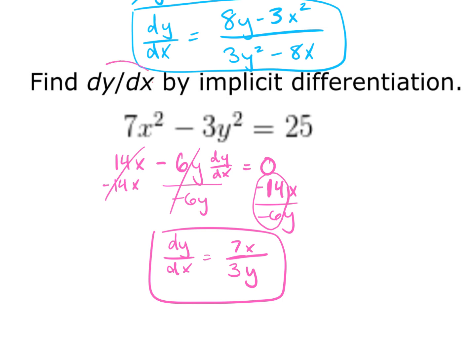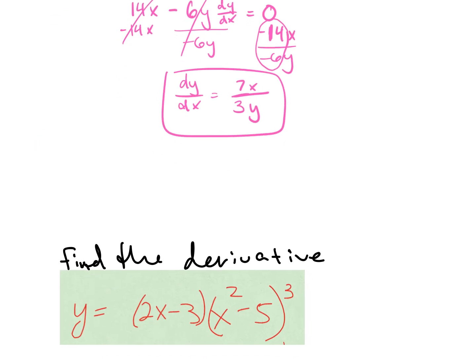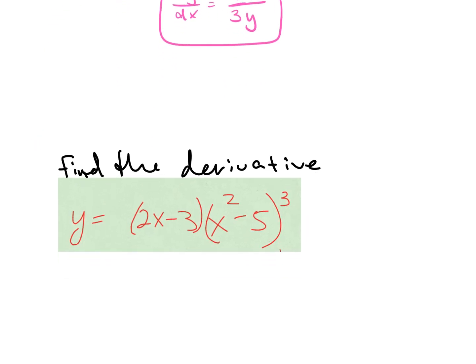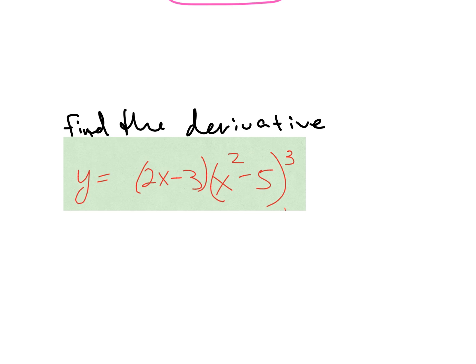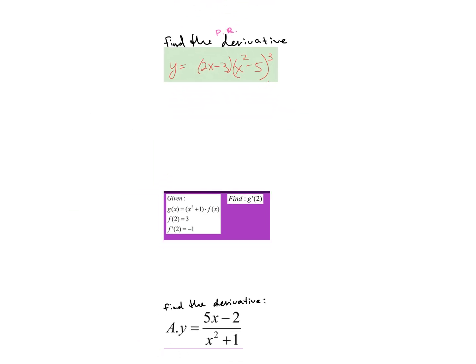So if it says find dy dx, this is the same thing as saying find the derivative. It means the same thing. If you have y's scattered in your question, you're going to have to find the derivative using implicit differentiation. Any questions here? What would we do for the next one? Product rule. And then we'll have to do the chain rule too. We practiced one like that. Let's look at the next question.